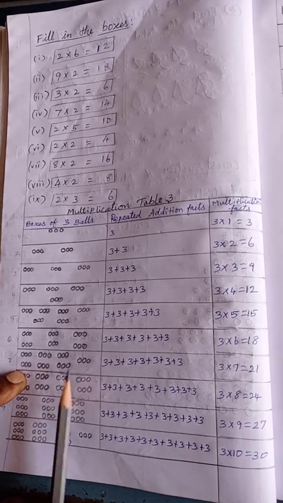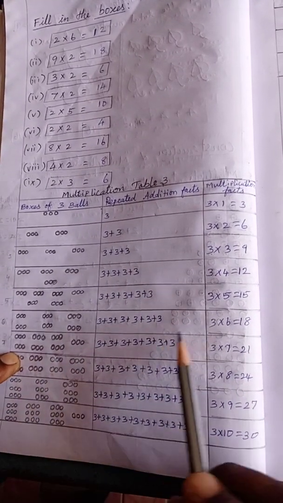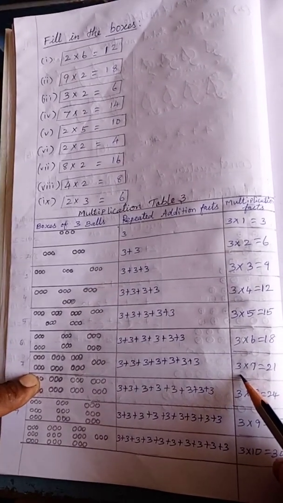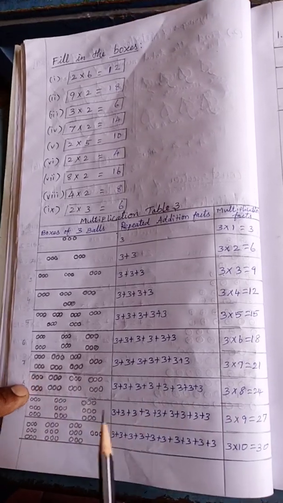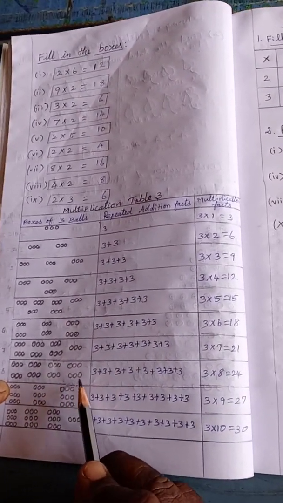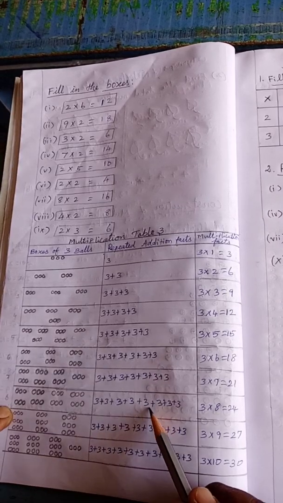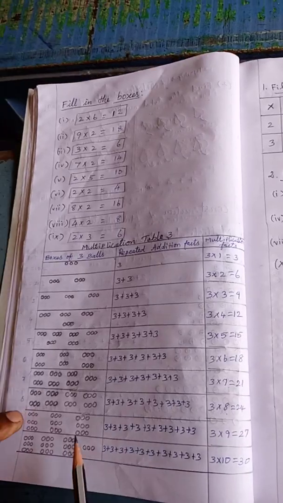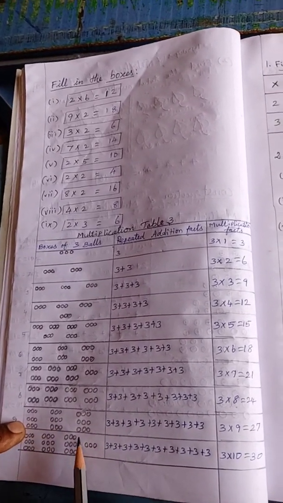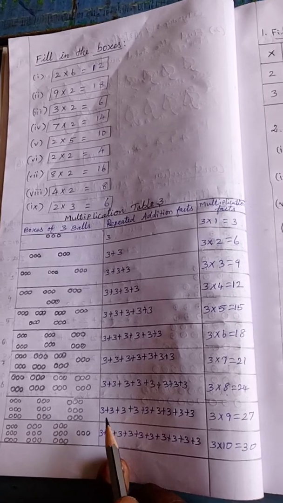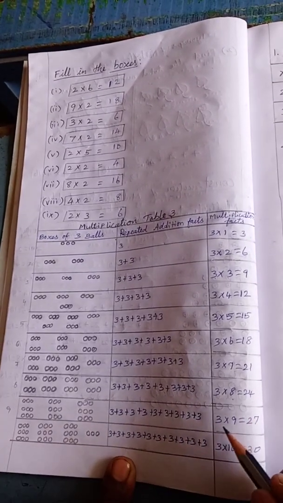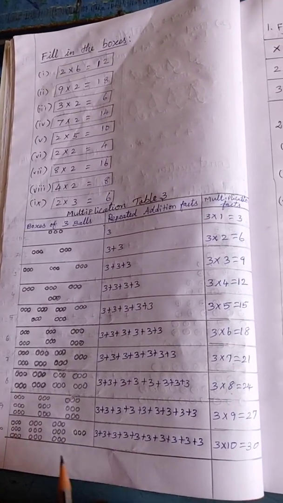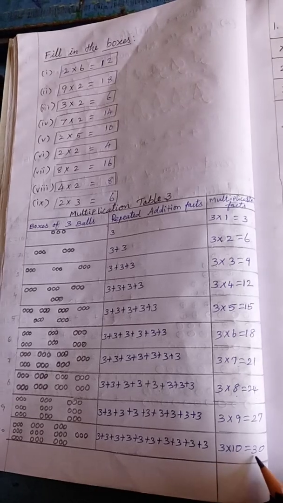Same like this, 3 balls are repeating 7 times. So 3 is repeating 7 times in the addition fact, and the multiplication fact is 3 7s are 21. And same like this, 3 is repeating 8 times. The multiplication fact is 3 8s are 24. Here 9 times all the balls are repeating. So 3 is repeating 9 times. So 3 into 9 equal to 27. Here 3 is repeating 10 times. So 3 10s are 30.